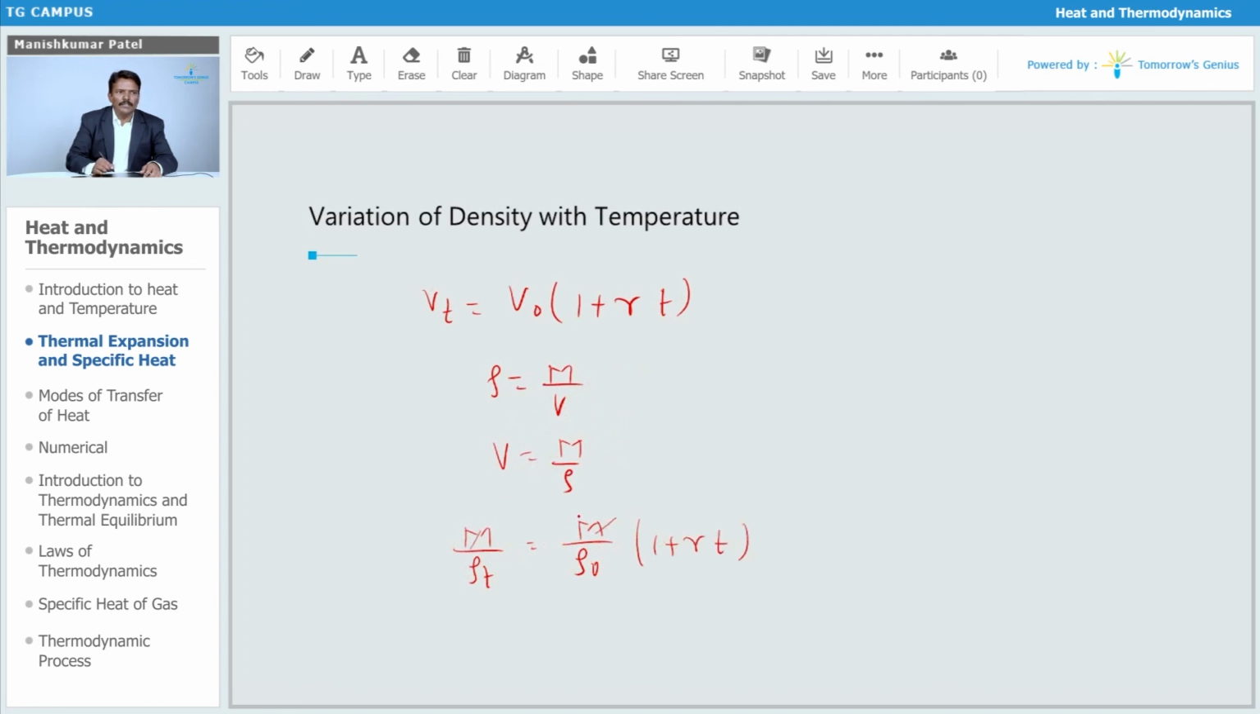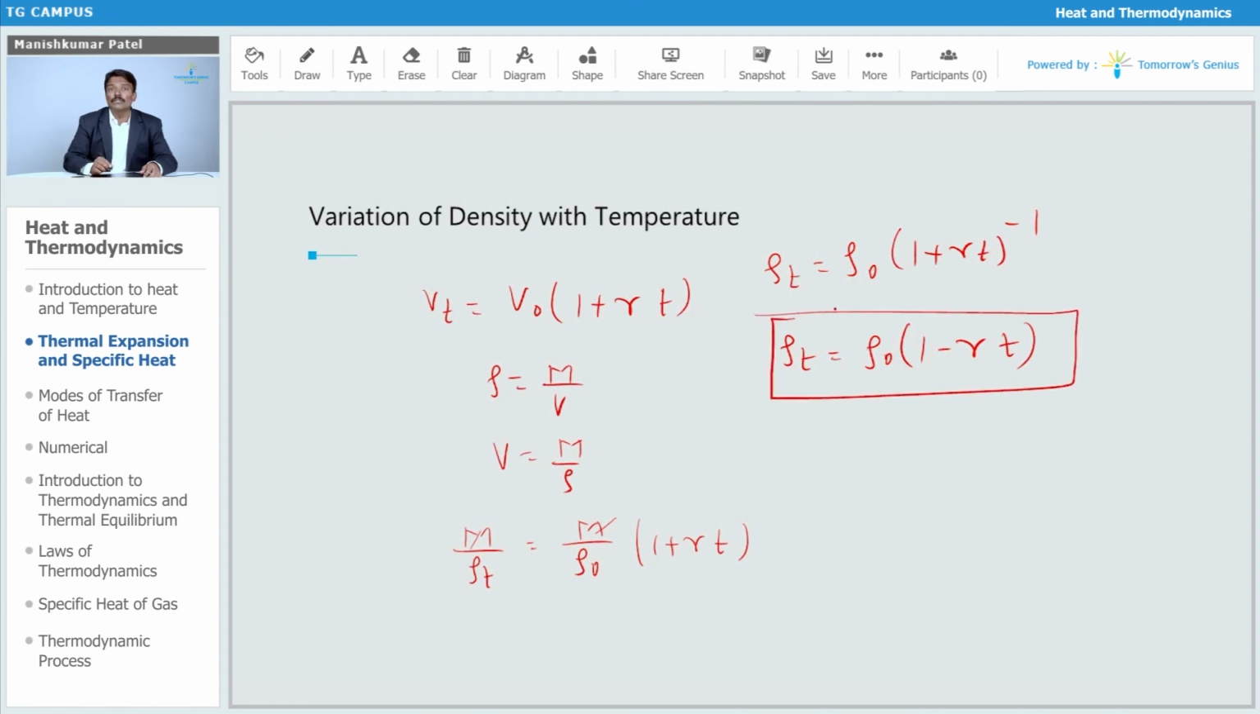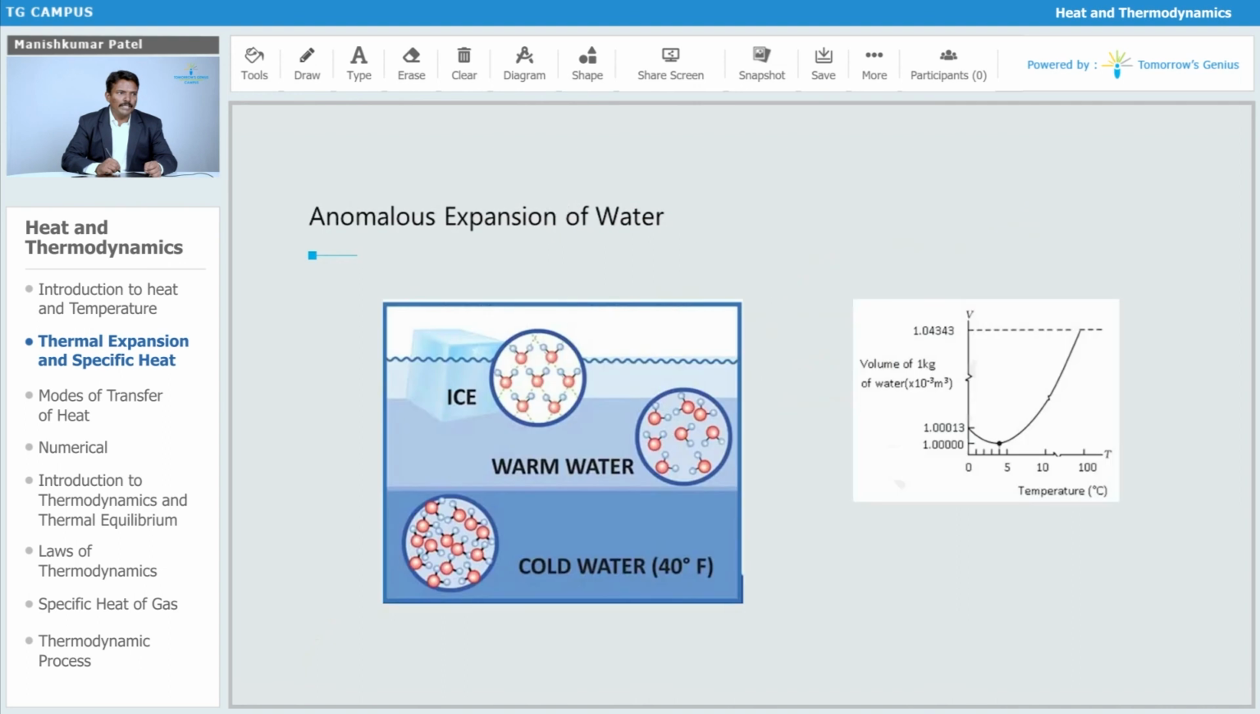So this gets cancelled. Obviously for this case, let's take the cross product. So rho T is equal to rho naught into 1 plus gamma T raised to minus 1. So rho T is equal to rho naught into 1 minus gamma T, where T is nothing but the change in temperature. This is how we can write the density at a particular temperature. This is the variation of density with temperature, and the expression is rho T equal to rho naught into 1 minus gamma T.